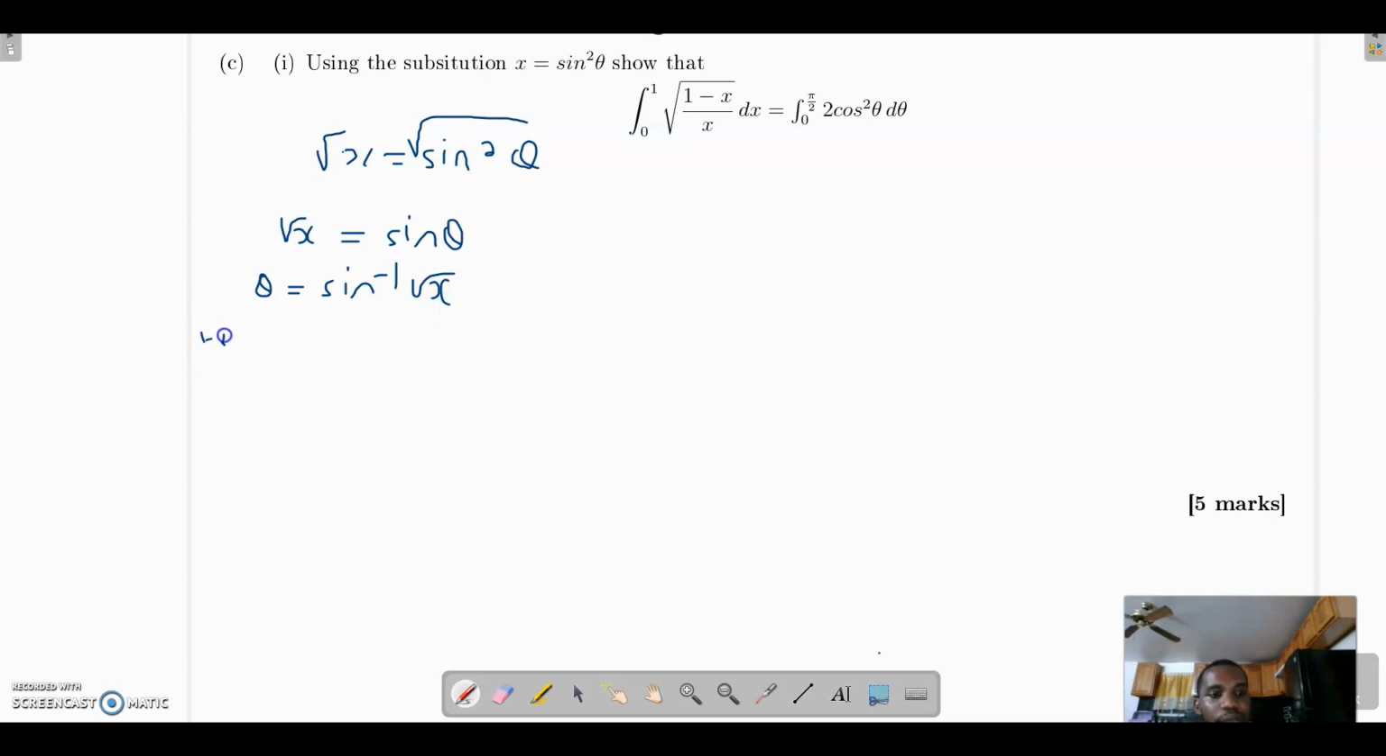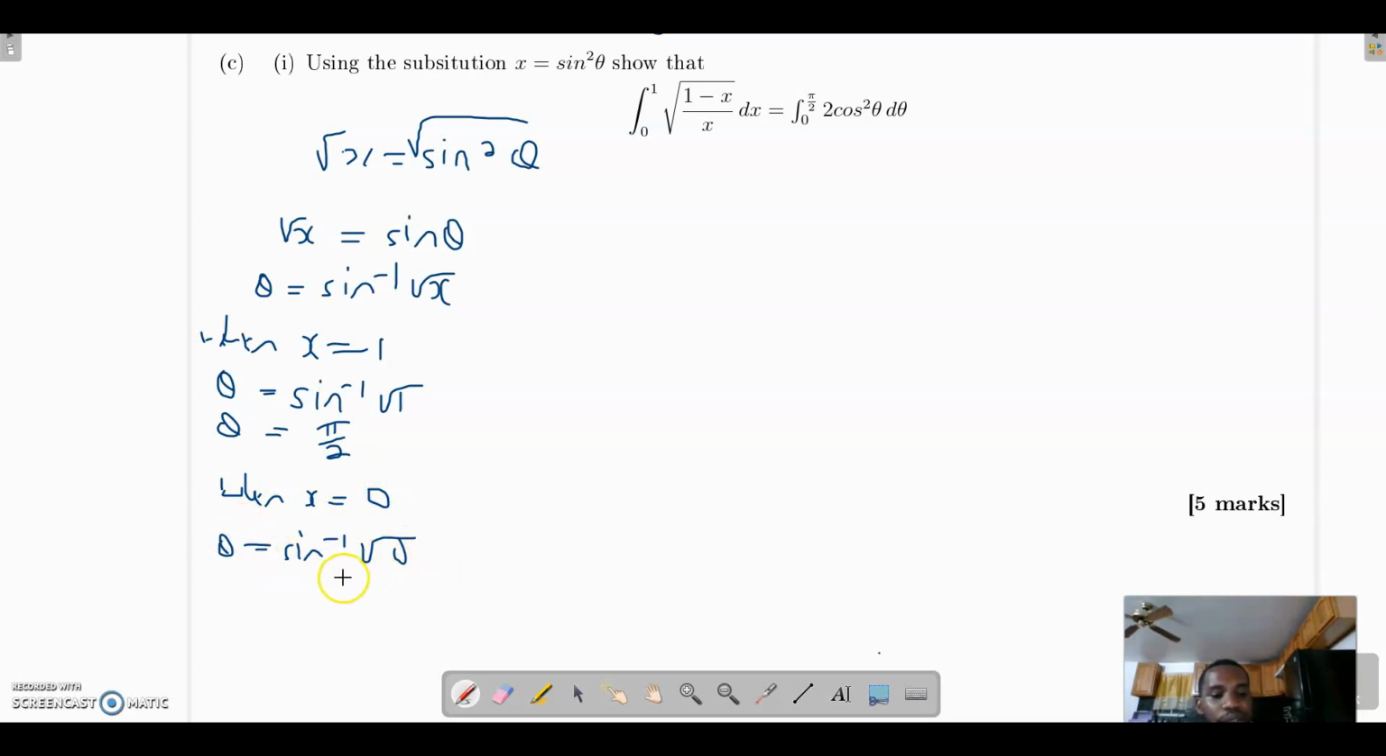All right, so we can say when x equals 1, because that's an x boundary, theta is equal to sine inverse square root of 1. The square root of 1 is 1, so it's really sine inverse 1. Sine inverse 1 is pi over 2. Also, when x is equal to 0, theta is equal to sine inverse square root of 0. And of course, you know that the square root of 0 is 0, sine inverse 0 is 0. So theta is equal to 0.